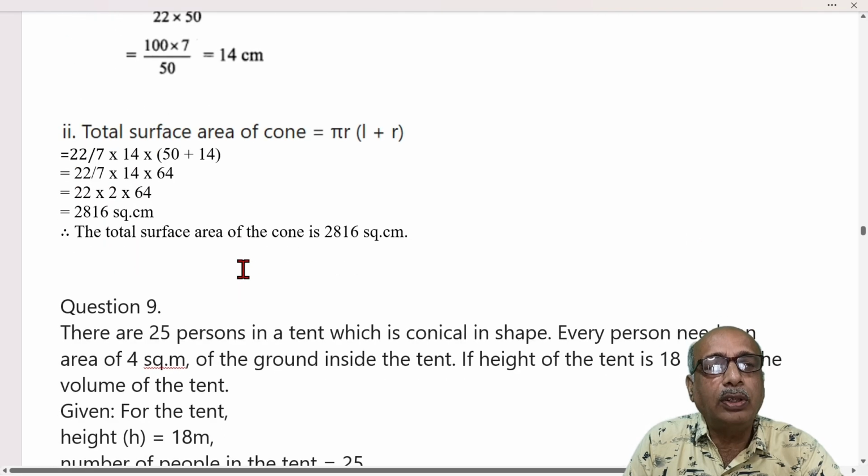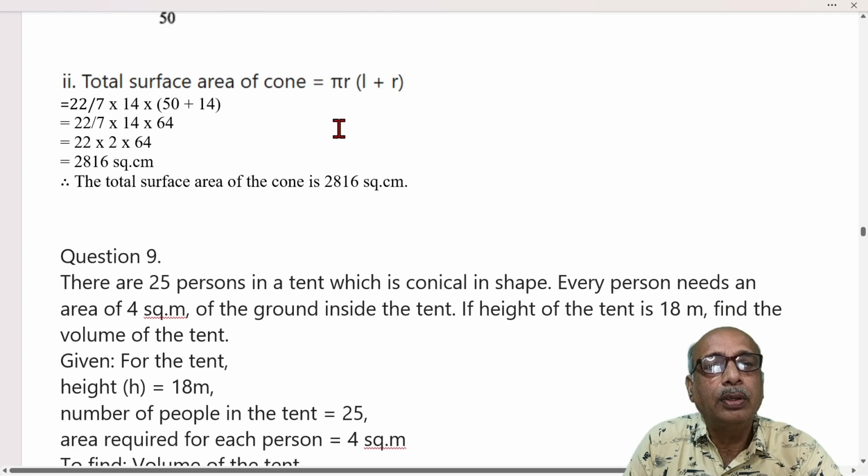We have to find out the total surface area of cone. So, pi r into L plus r. Substitute the value and simplify. You will get 2816 square centimeter. Therefore, the total surface area of the cone is 2816 square centimeter.